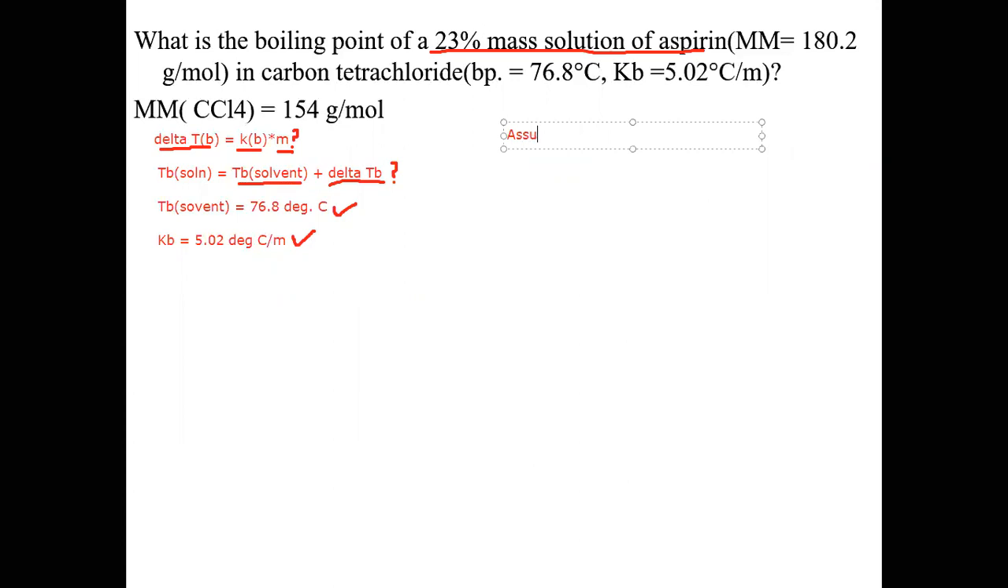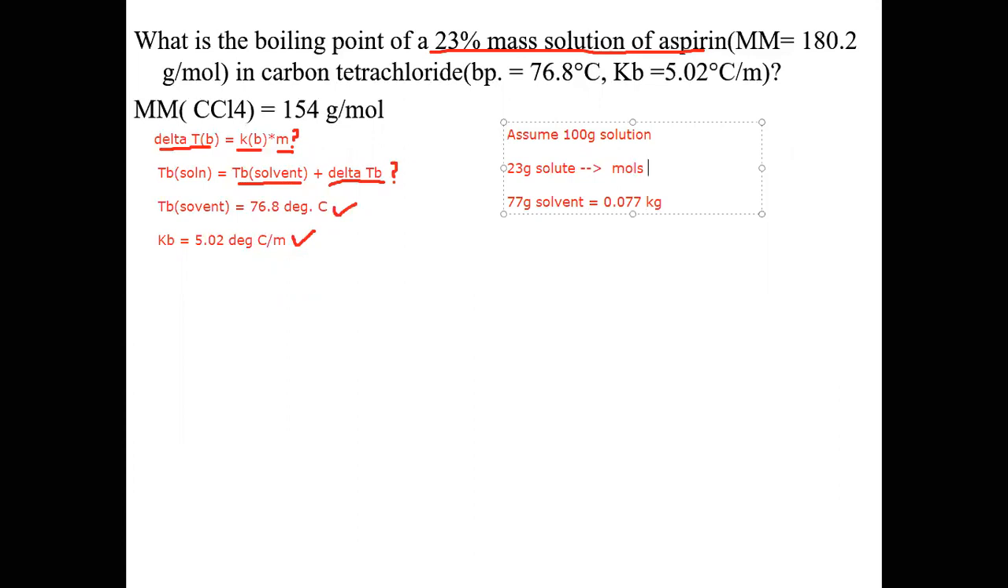So we assume 100 grams of solution. If we assume 100 grams of solution, we know the grams of solute, and we know the grams of solvent. Remember, molality is moles of solute over kilograms of solvent. So we're going to convert this solvent to kilograms. And now from the mass of solute, we're going to find the moles of solute.